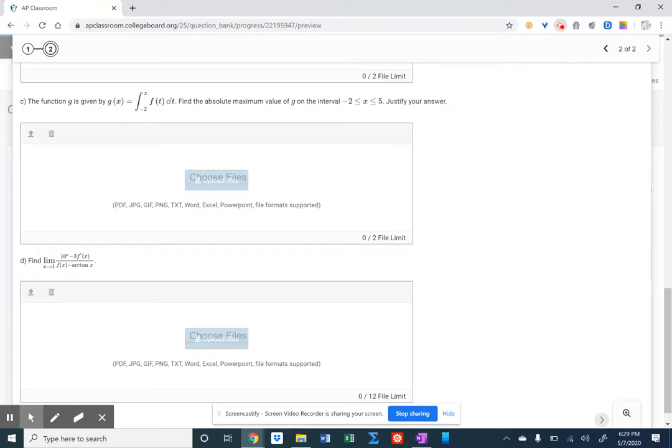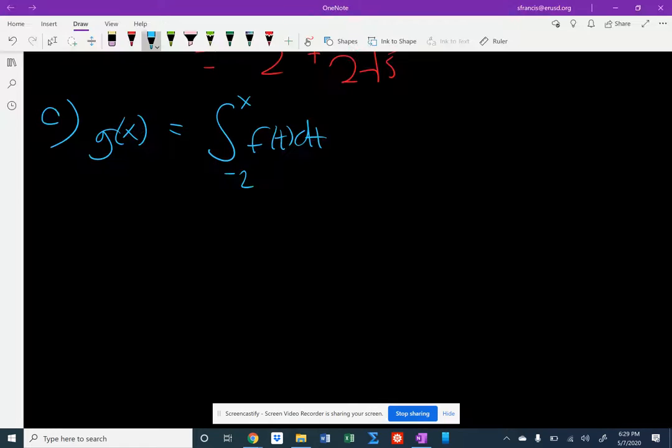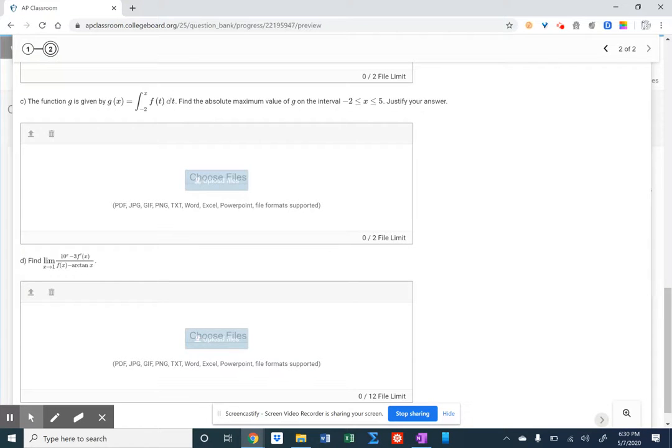All right, for letter C, they give this function g. It's the integral from negative 2 to x of f of t dt. We want to find the absolute maximum value of g on the interval negative 2 to 5, and we want to justify our answer. So it's a closed interval, absolute maximum. Did I say maximum? Yes, maximum.